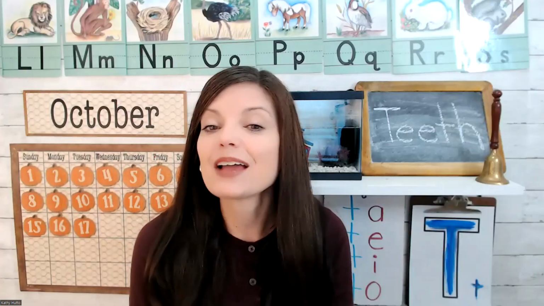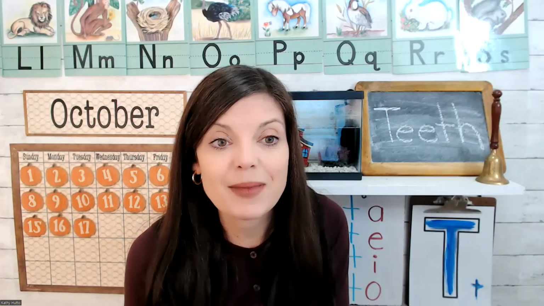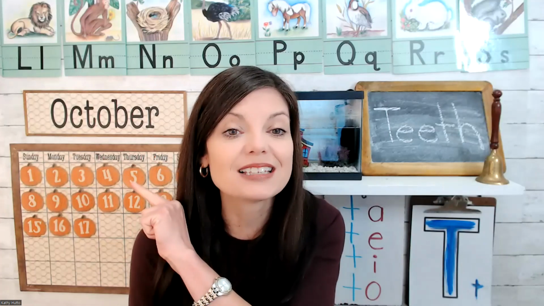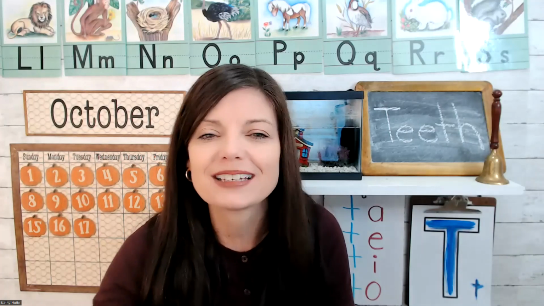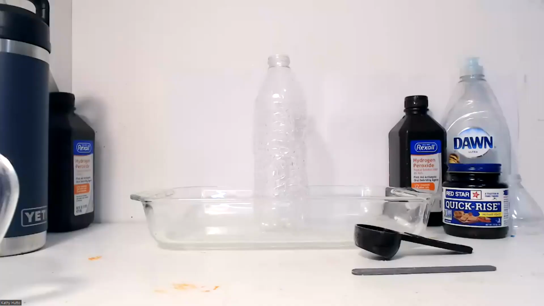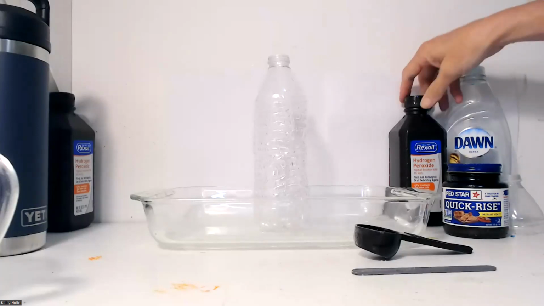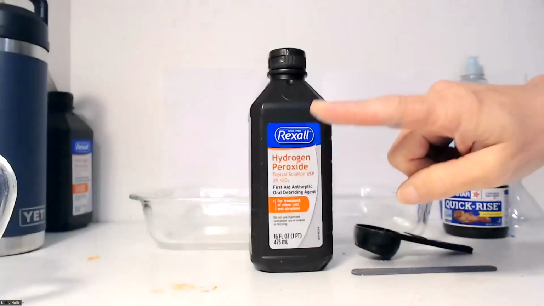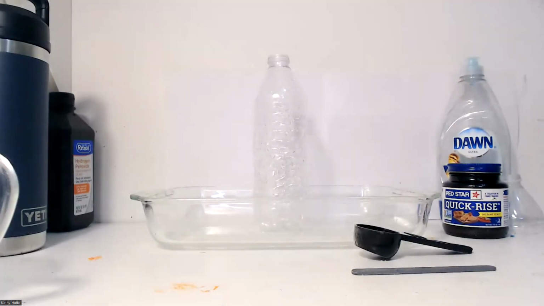Well, next it's time for our science time, and we are going over to the science table and make some elephant toothpaste. Let's go, everyone. Okay, for science today, we're going to make some elephant toothpaste. So the first thing that we're going to do is we're going to put some hydrogen peroxide into this water bottle.